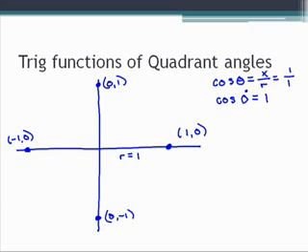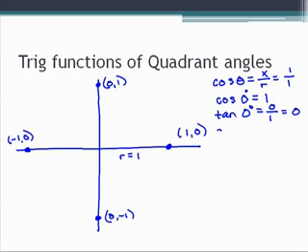The tangent of 0, the tangent is the opposite over the adjacent, so the opposite is the y. So the tangent at 0 is going to be the y value over the x value at 0. So it will be 0.